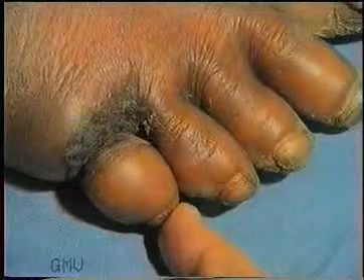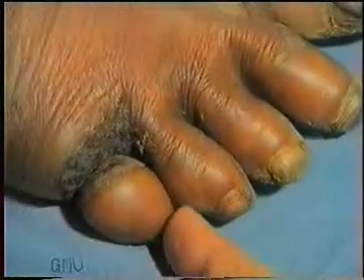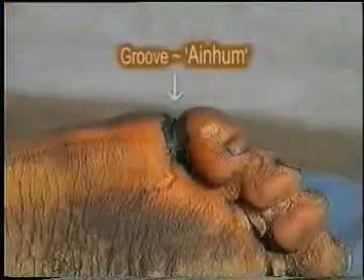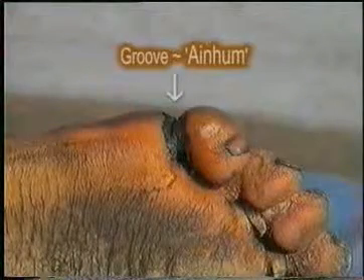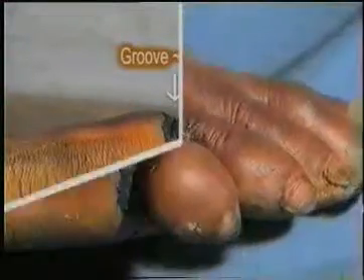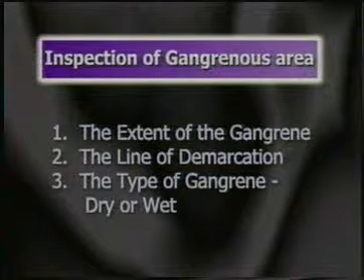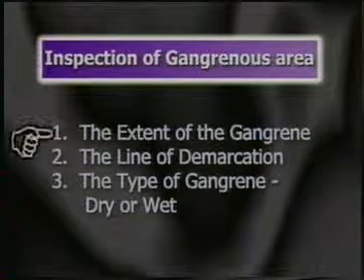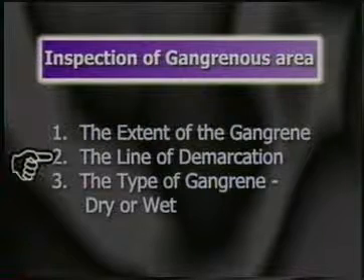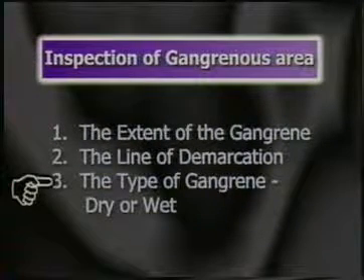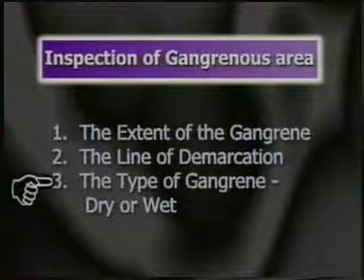Lastly, if the toes are affected, look for a constriction at the base of the toe as seen in ainhum. Note the constriction of the base of the fifth toe, which gradually deepens over several years till the toe separates. To revise, first inspect the gangrenous area. Note the extent of the gangrene, the line of demarcation, and the type of gangrene, whether dry or wet.